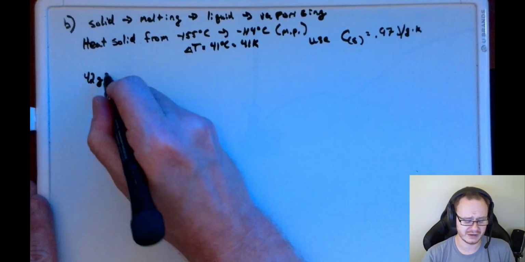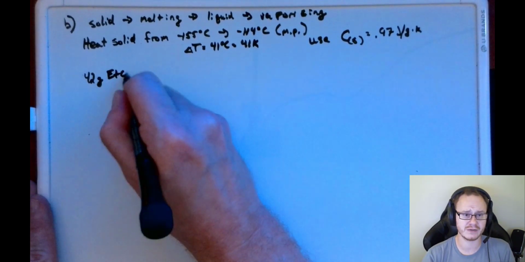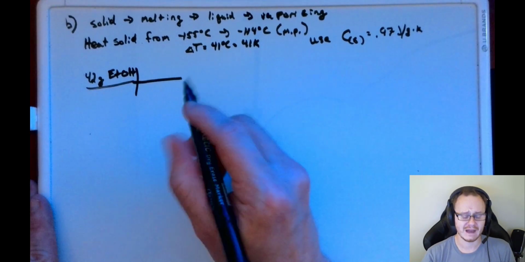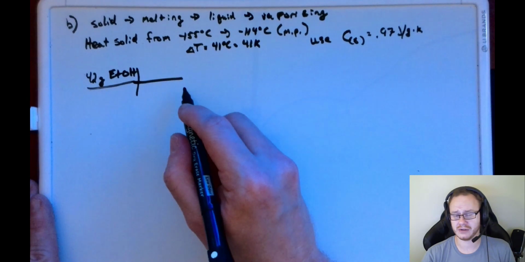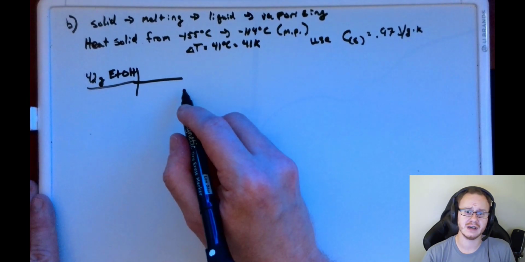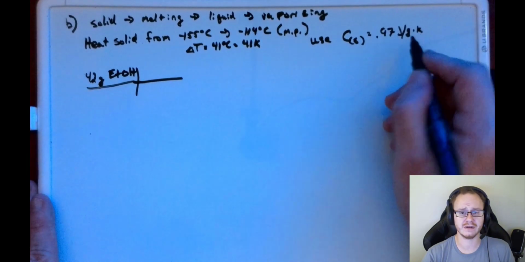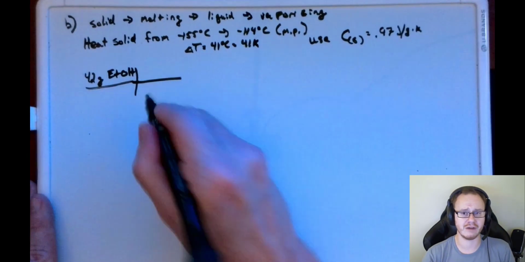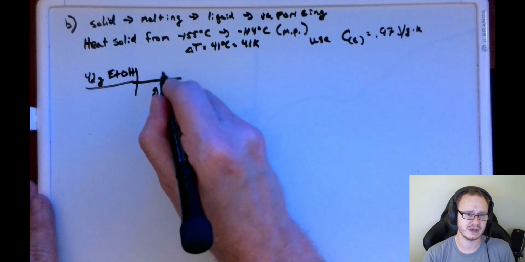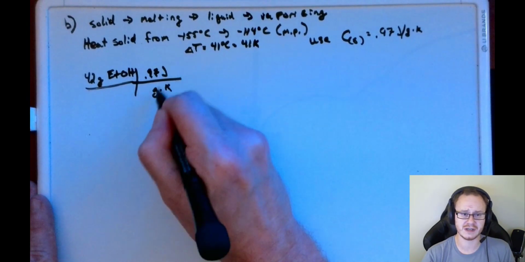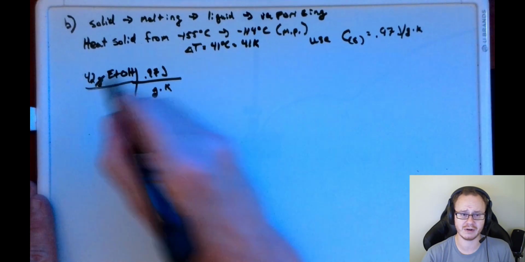So I'll write down the amount of ethanol given to me, which is 42 grams of C2H5OH, ethanol. I'm going to cancel the grams. The only conversion I have right now is the specific heat, which is joules per gram degree Kelvin. So gram degree Kelvin will end up on the bottom, and I'll convert into joules. The ratio is specific heat, 0.97 joule per gram degree Kelvin.